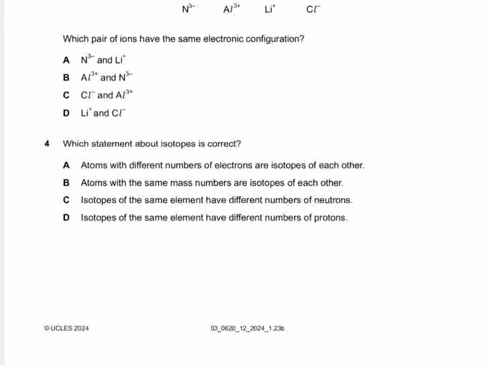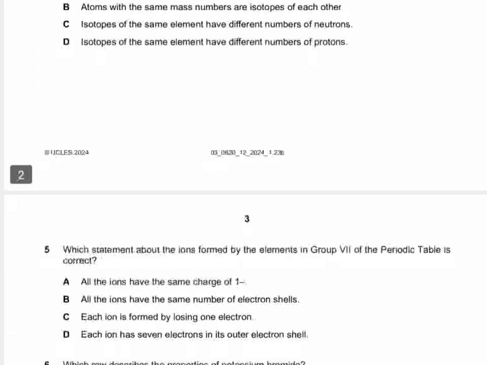Which statement about isotopes is correct? Atoms with different number of electrons? No, it's not. Obviously they can't have different numbers of electrons. Atoms with the same mass number? No, mass number can't be the same. Isotopes of the same element have different numbers of neutrons. Yes, because the number of neutrons is the main parameter on which we can describe the isotopes. So C option is the correct one here.